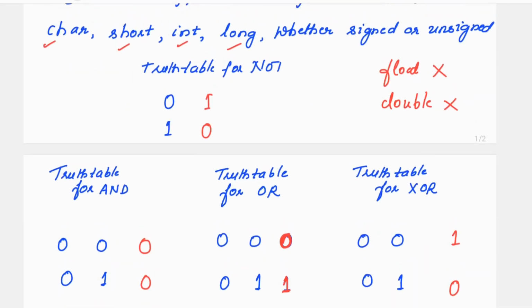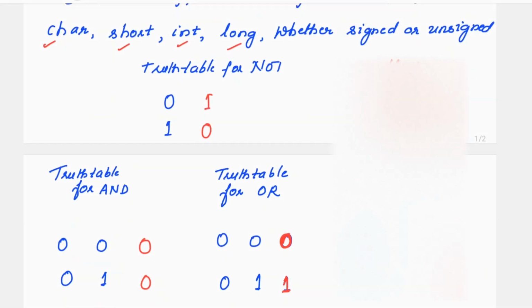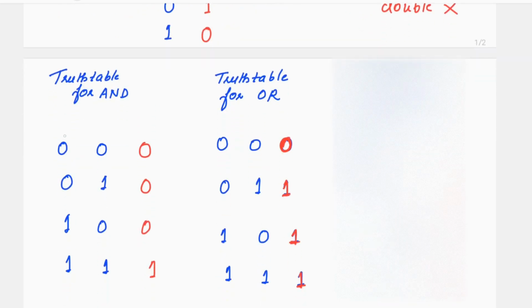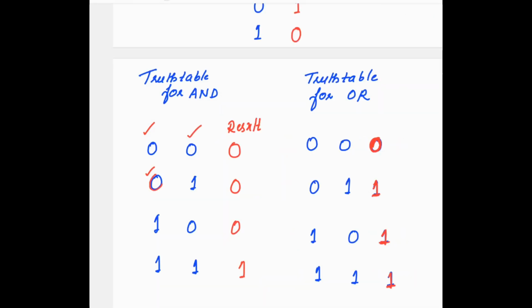When we are using the bitwise operations, here I have written the truth table also. Let us see the truth table for AND, OR and XOR. If the bit of operand 1 is 0 and the corresponding bit of operand 2 is 0, then the result is 0. So whenever I am writing 0 and 1, that means the bit of the first operand is 0, and you have to check the corresponding bit of the second operand.